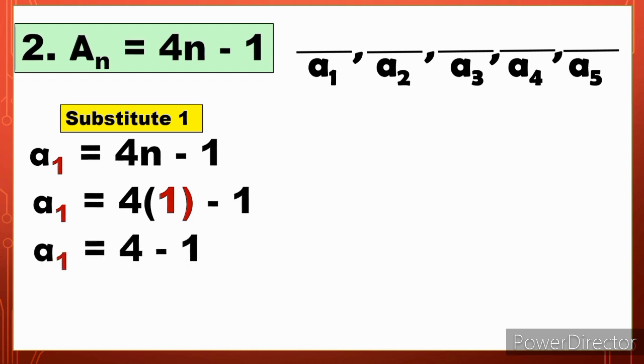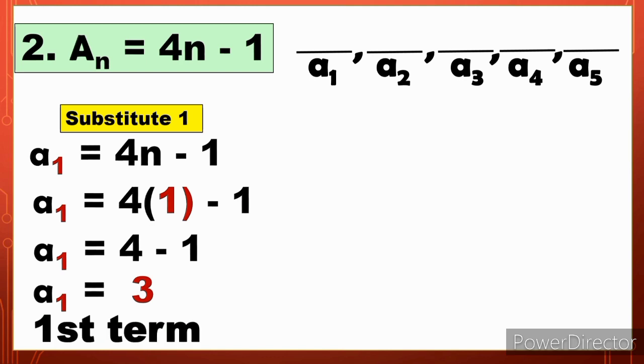And then, simplify. 4 times 1 is 4. Then, a sub 1 equals 4 minus 1. Then, a sub 1 equals 3. Then, our first term now is 3.